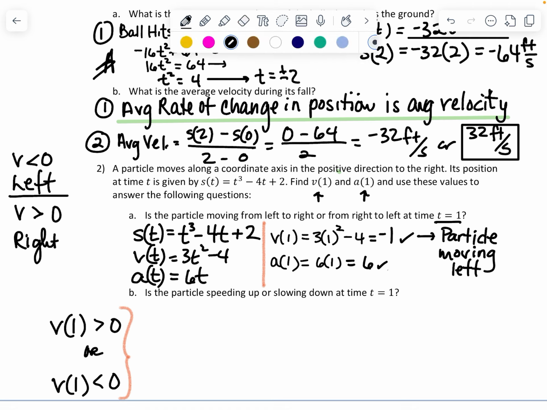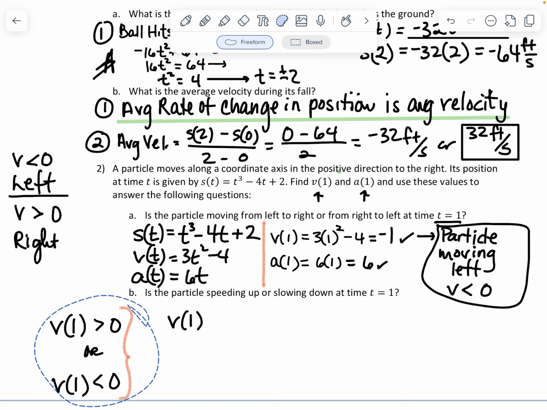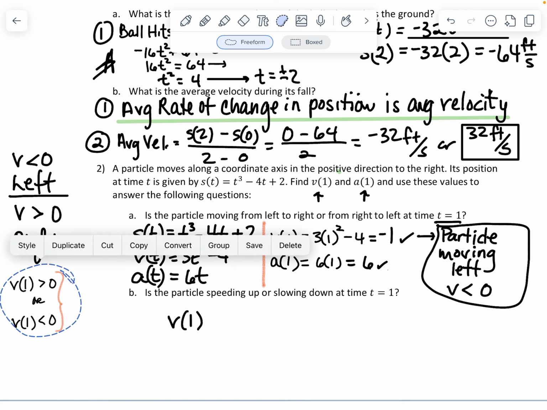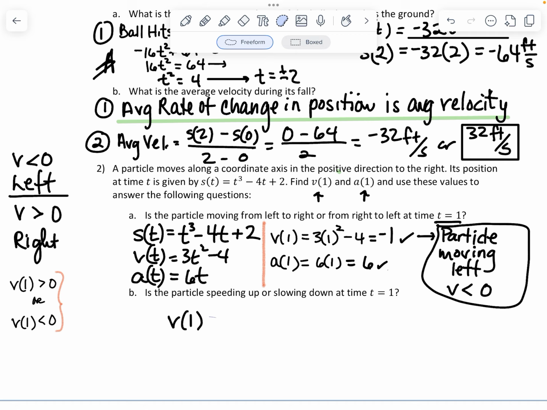Is the particle left or right at time t equals 1? The particle is moving left because velocity is less than 0. Is the particle speeding up or slowing down at time t is equal to 1? Because the velocity at 1 is, here I'm going to move this over because it doesn't really go there. Velocity at 1 is less than 0, and acceleration at 1 is greater than 0.